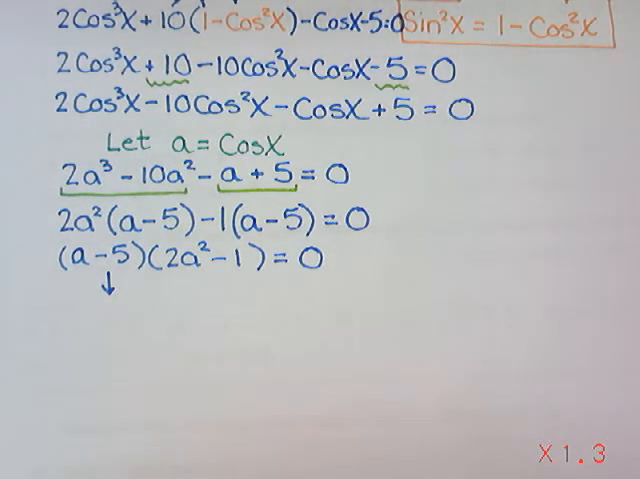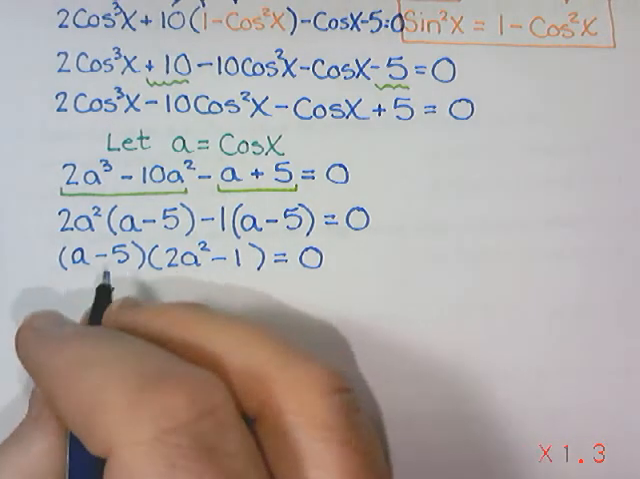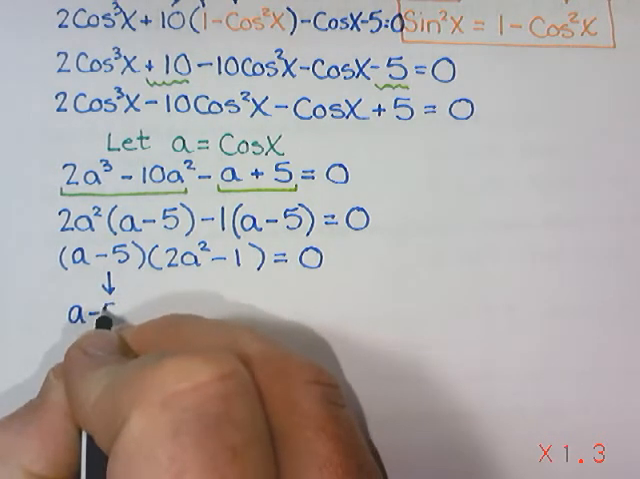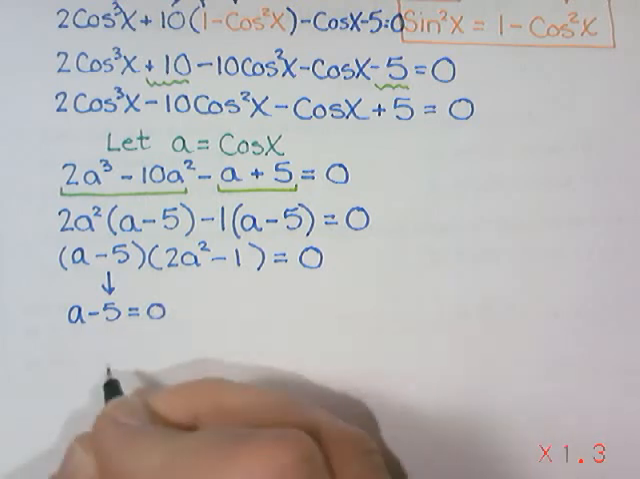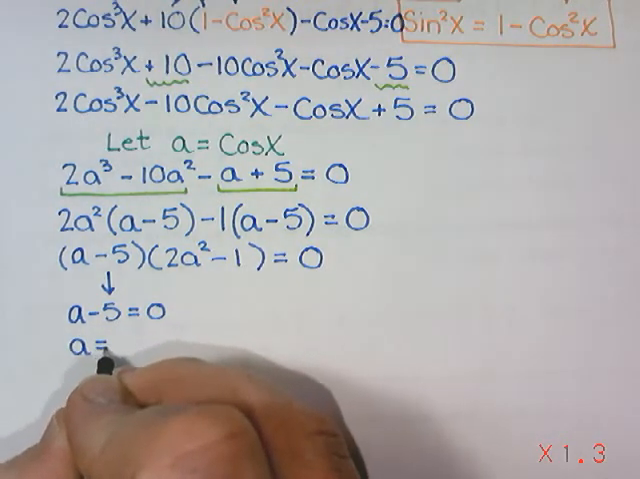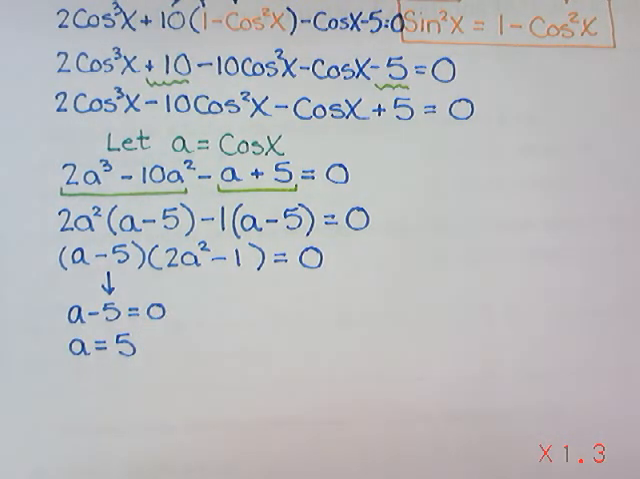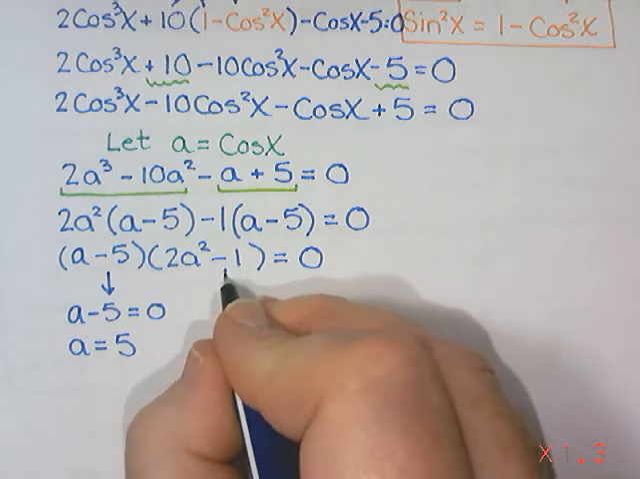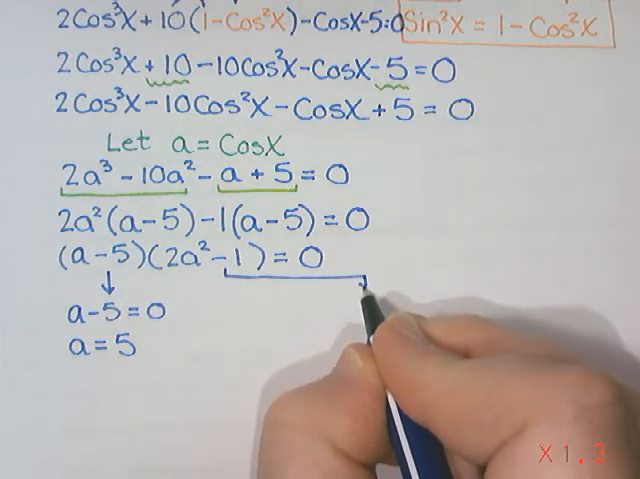Now you could at this point put your cosine back in. I think I'm going to finish solving for a first, and then I will put the cosine in afterwards. So a minus 5, what makes that 0? That would be a equals positive 5 if I add 5 to both sides. And then I'm going to move this over a little to give myself some room.